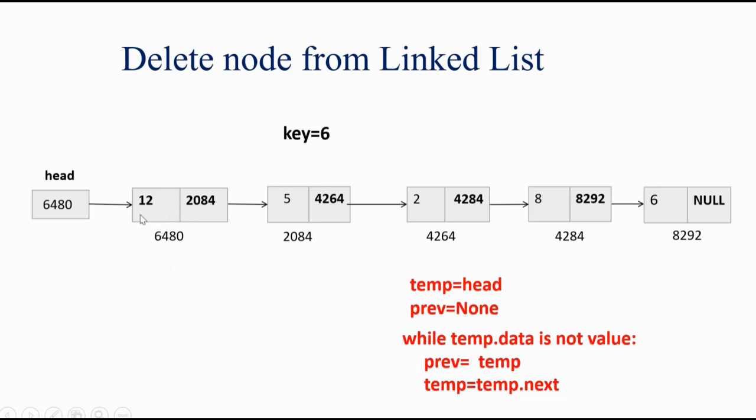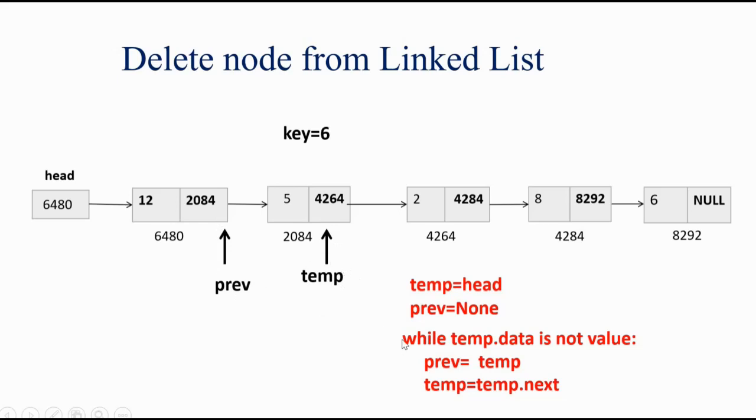Now here it will check temp.data equal to 6. So this is false and we get into the loop. Next we update previous equal to temp and temp equal to temp.next. So this is what happens. Earlier temp was pointing to this. We updated previous equal to temp, so previous will now point to this node, and temp equal to temp.next, so temp will move to this node.